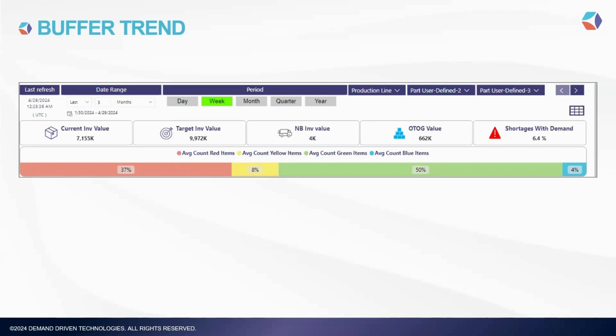When you do, you'll see your averages up at the top, looking back over that date range. So you'll have current inventory, target, and non-buffered inventory value over top of grain shortages with demand. And then, what is my average count of items? Quickly, I can see my average count of items in red, yellow, green, and blue.